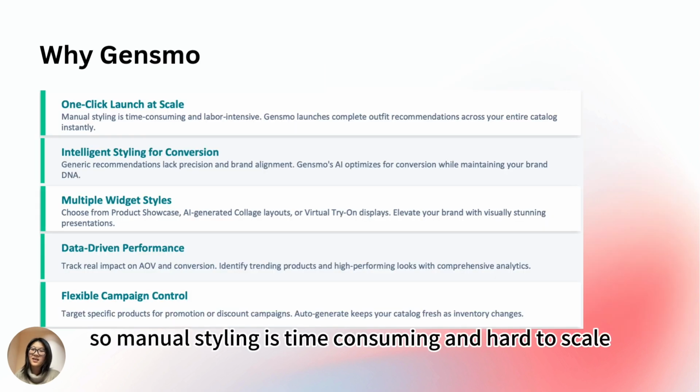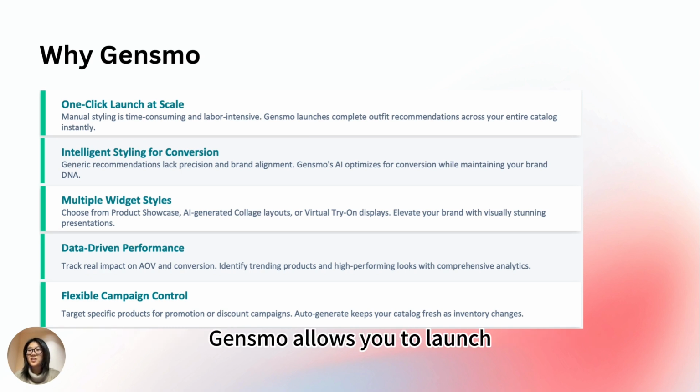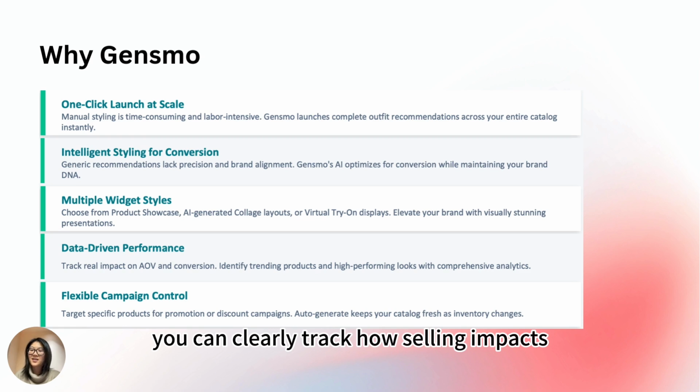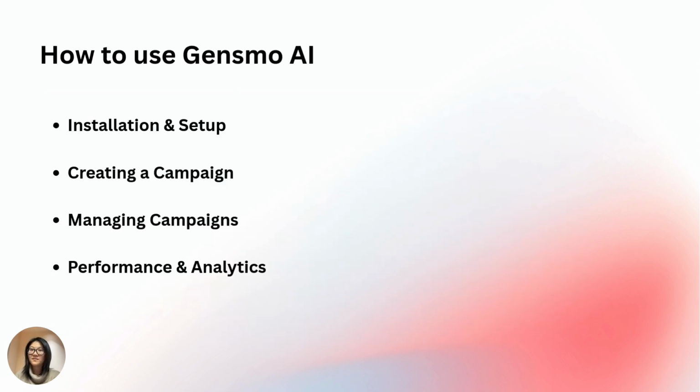Manual styling is time-consuming and hard to scale. Gensmo allows you to launch complete outfit recommendations across your store with just one click. You can choose different widget styles, and most importantly, everything is measurable. You can clearly track how styling impacts AOV and revenue.